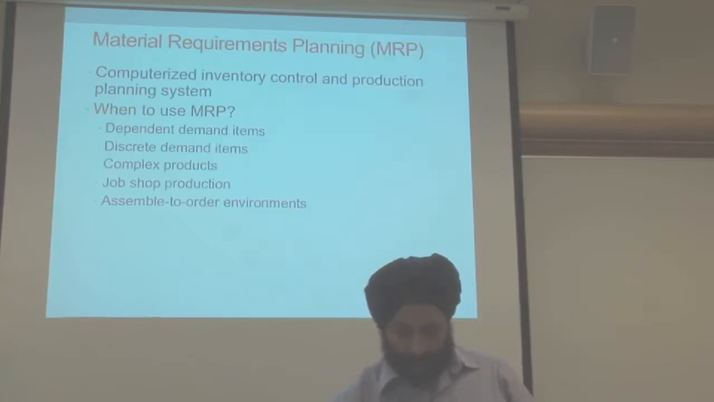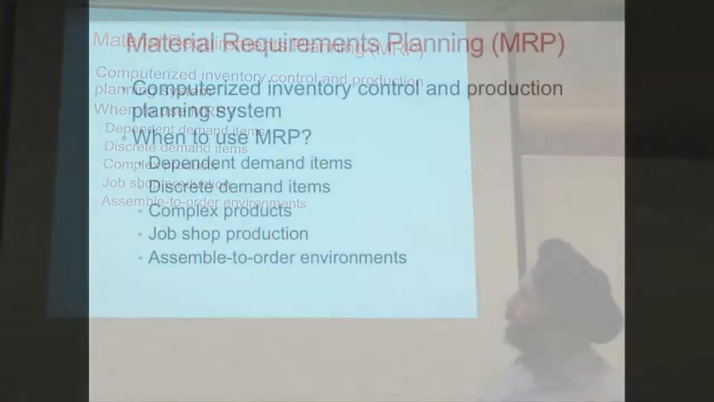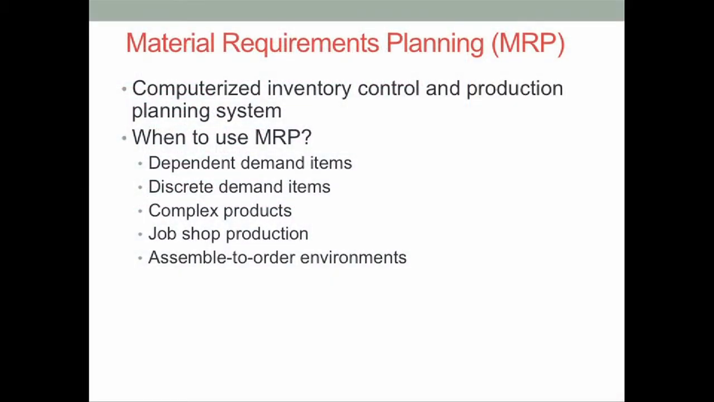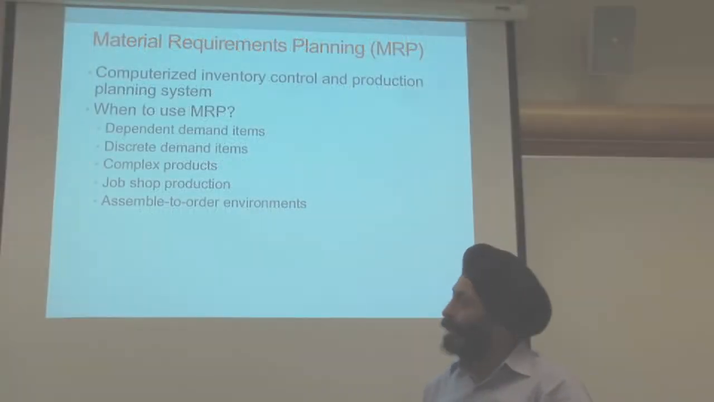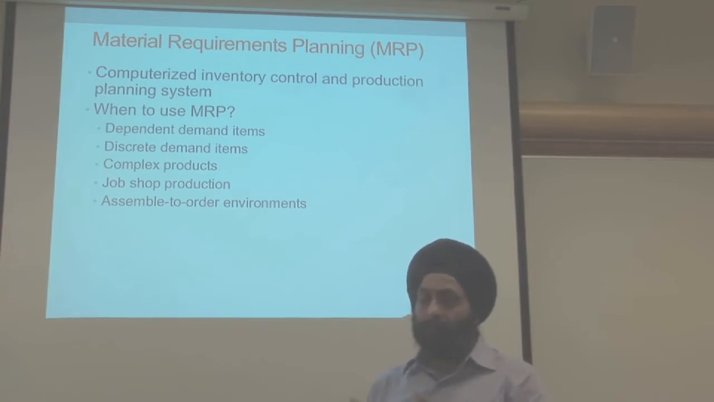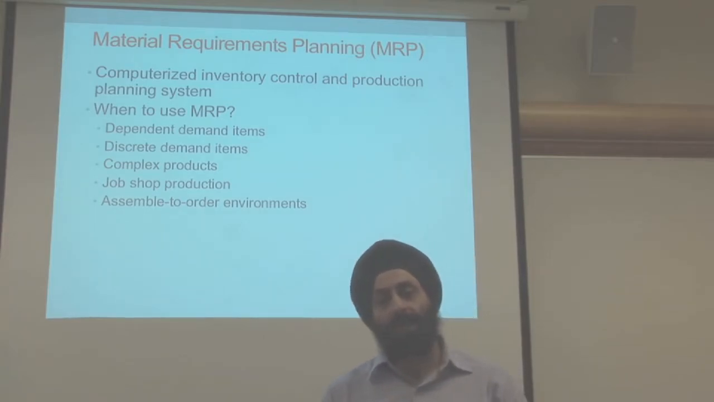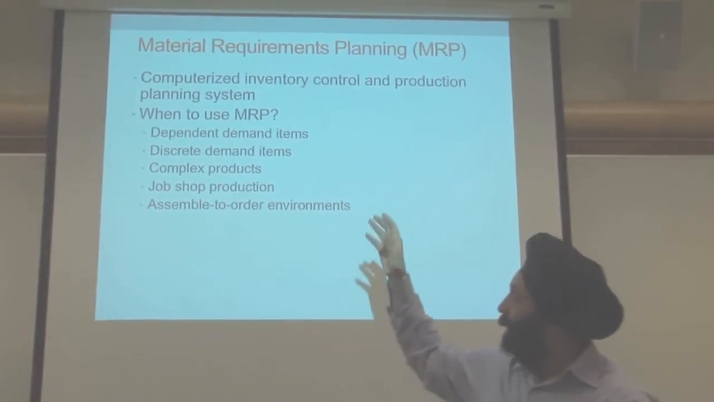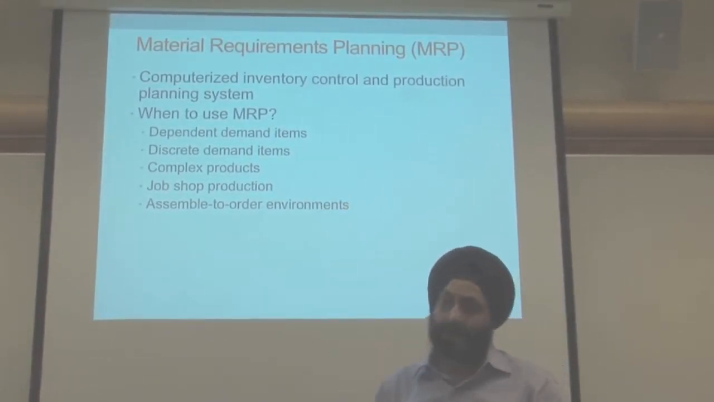In terms of material requirement planning, it is a computerized inventory control and production planning system. And why use MRP? It is used for dependent demand items, which typically are the parts or sub-assemblies that are needed to produce the actual products that are demanded by the customers. These are discrete demand items.